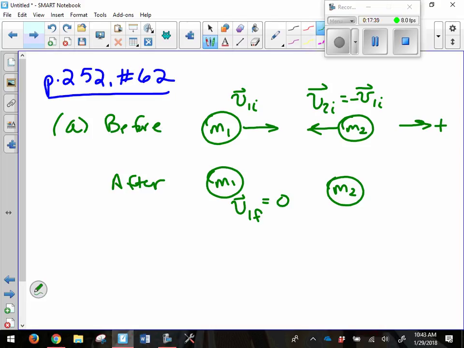So I'm not saying that that's the case. I just want you to think about what would have to happen. I'm going to assume, as I usually do, that V2F is in the positive direction. If I'm wrong, it'll pop out with a negative sign and life will go on.